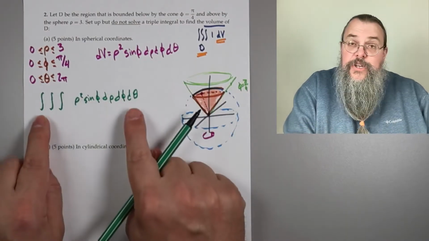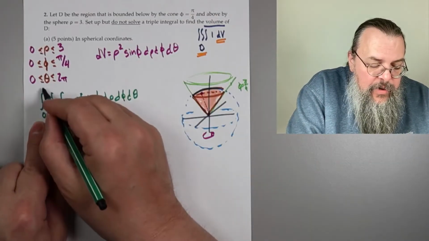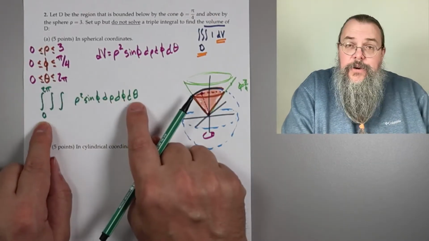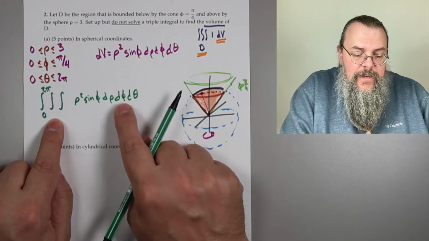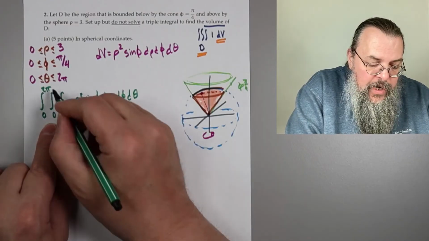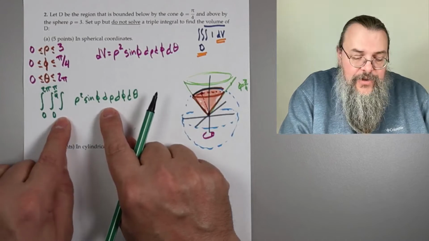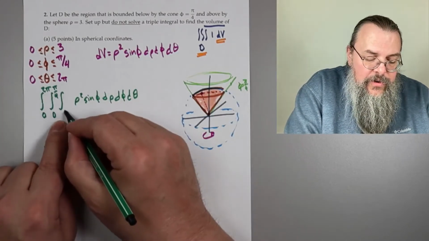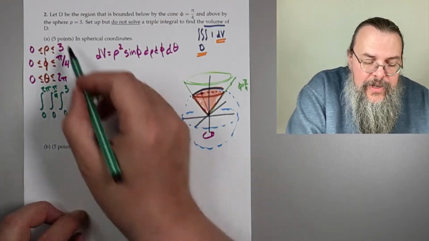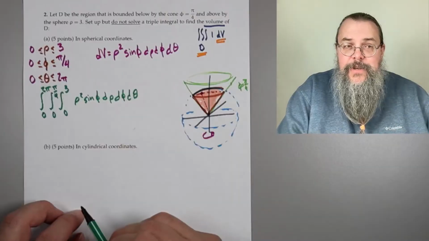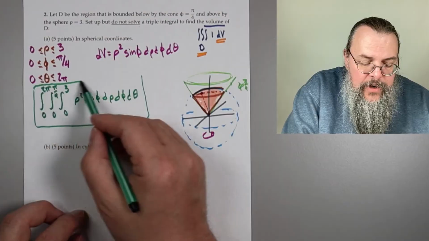And now we just make sure we match. Theta goes 0 to 2 pi. So 0 to 2 pi on the outer layer, because the outer is theta. Next layer, the middle layer, that's attached to phi. Phi goes 0 to pi over 4. All right? Innermost layer is attached to rho. Rho goes 0 to 3. So this right here is describing our region in terms of inequalities. And now we have our answer for part A.